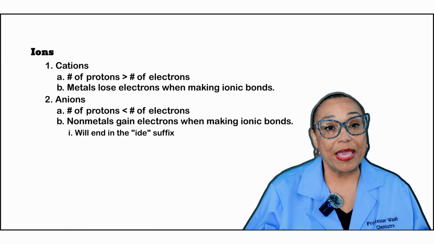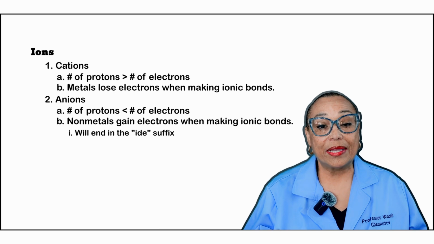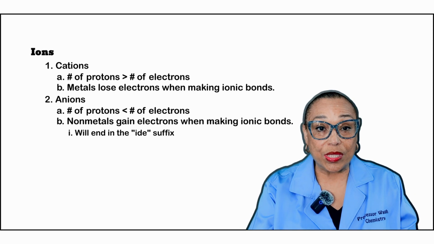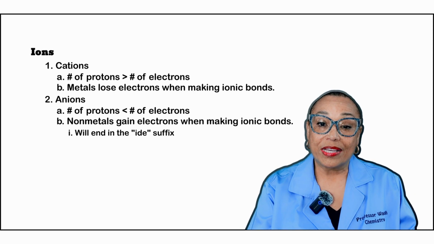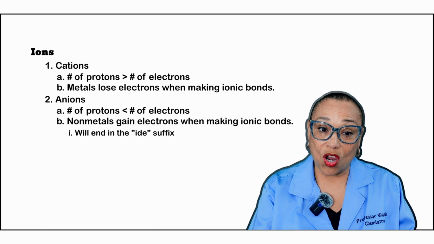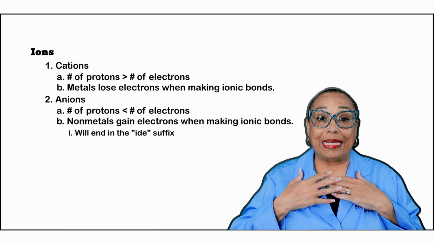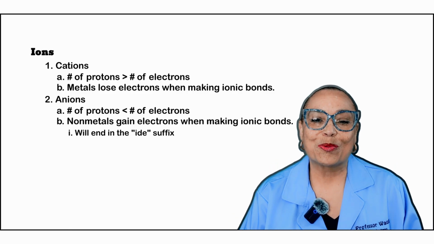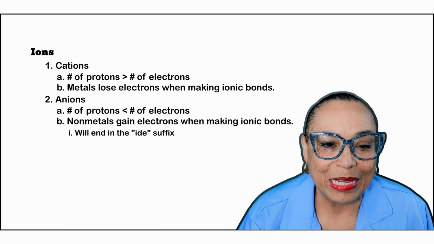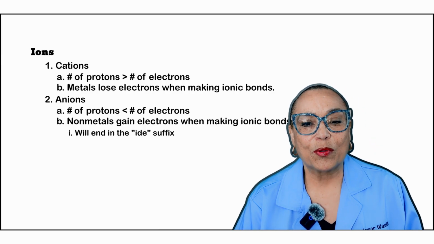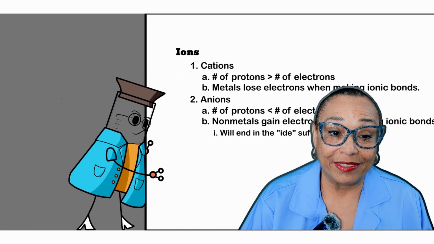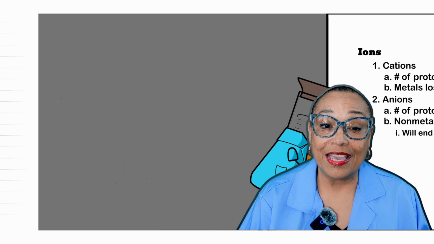When elements make ionic bonds, metals will lose electrons and thus they will have a positive charge. Conversely, nonmetals will gain electrons and thus will have a negative charge. Please remember that nonmetal anions will end in the "ide" suffix.